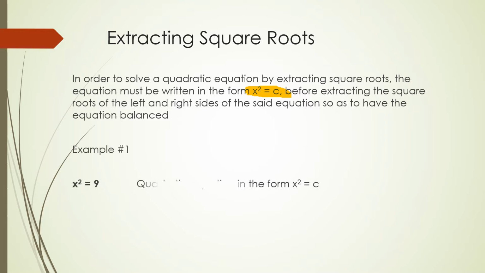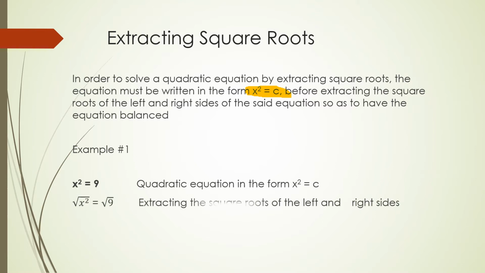Example number 1, the given is x squared is equal to 9. So, the quadratic equation is in the form of x squared is equal to c. So, wala kang kailangang baguhin. So, you need to extract both sides, or the left and right side, extract the root. So, you have x is equal to positive and negative 3. So, bakit siya naging positive and negative 3?